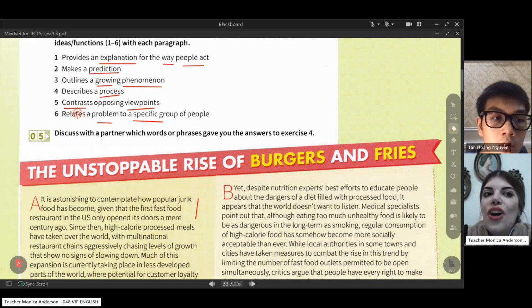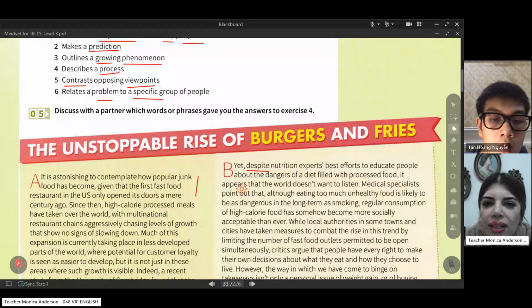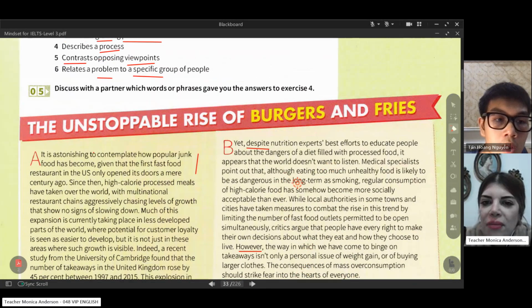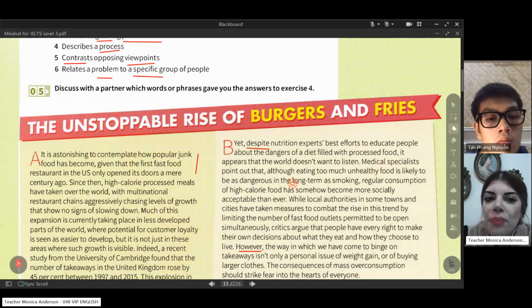Contrast. Oh, contrast, opposing weapons. Contrast, okay, despite. And food, it appears. Okay, and let me find another, however. Okay, and let's find something else. Can help me.